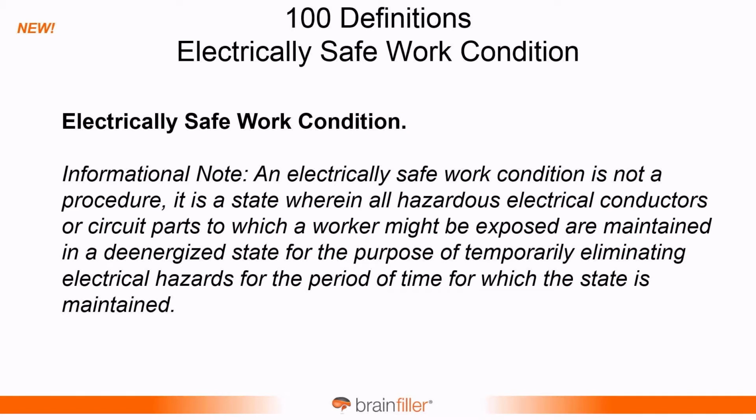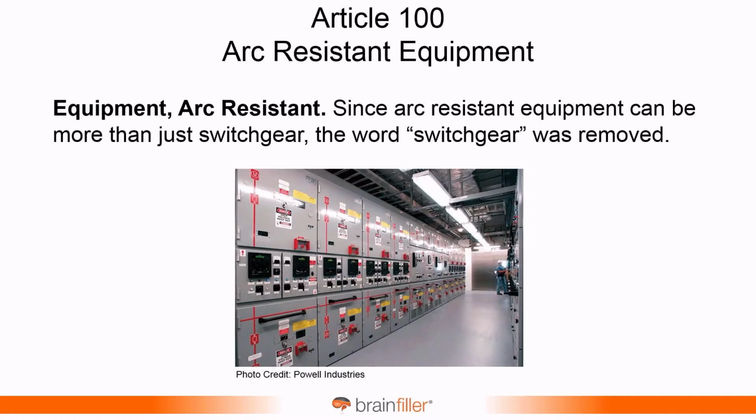Because of this, an informational note was added, and the informational note clarifies this by stating that an electrically safe work condition is not a procedure. It's the condition. It's a state wherein all hazardous electrical conductors or circuit parts to which a worker might be exposed, and you could read the rest of it. But this is all about just the actual state. Now, to establish the state, yes, there is a procedure for that we see later on in NFPA 70E.